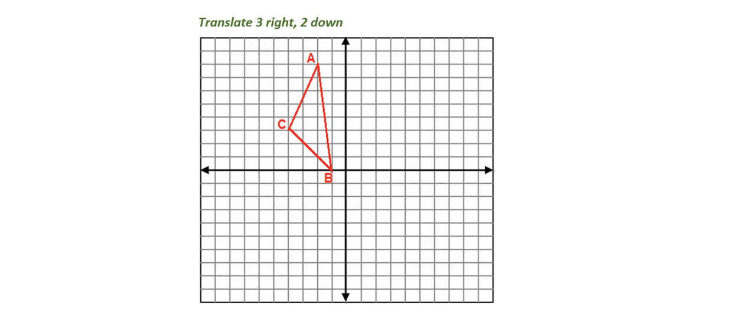Okay, so translations. So we're going to translate this triangle ABC, and we're going to translate it 3 right and 2 down. So the main things that you have to remember is really that translation is to slide. So you're not really doing anything to the shape.